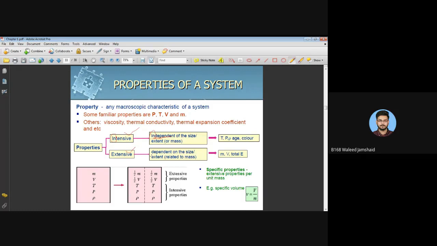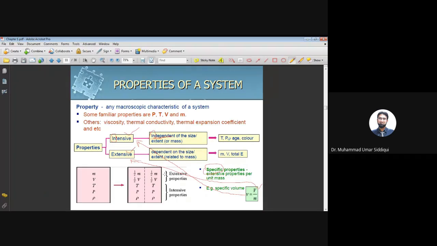Yes sir. Okay, now understand one thing here. You see here, it's written specific. When we write specific here, especially in thermodynamics, it means anything per unit mass. So anything per unit mass is specific. For example, volume is an extensive property, as we just discussed. But if you make it per unit mass, it becomes an intensive property. So any extensive property, if you divide it by mass, it will become an intensive property.